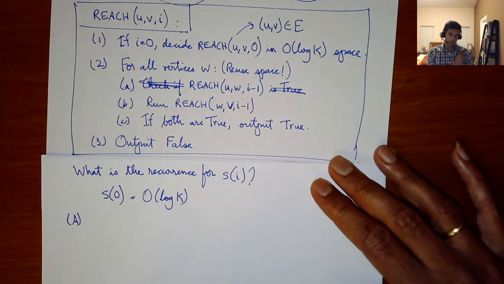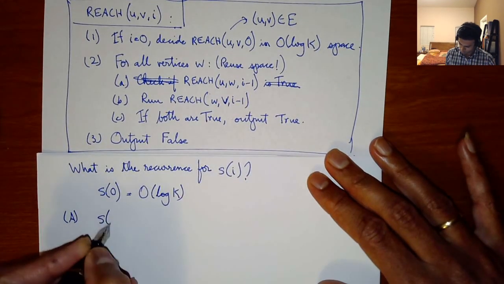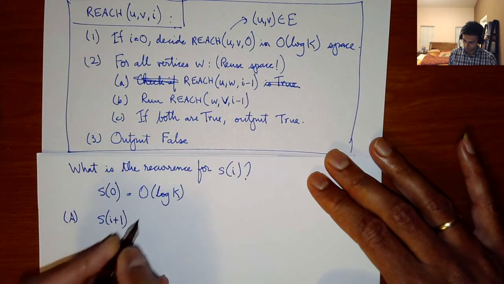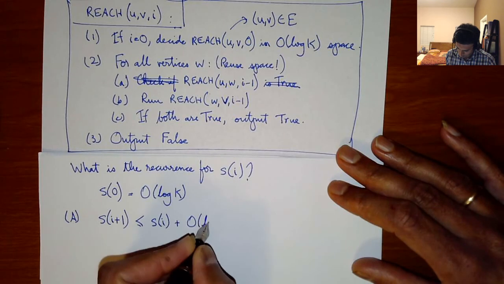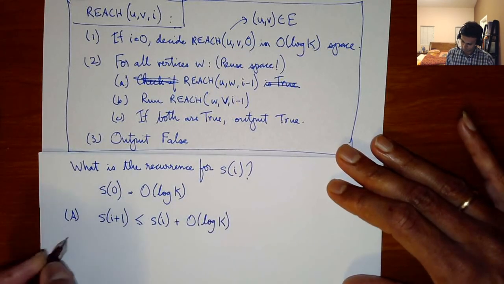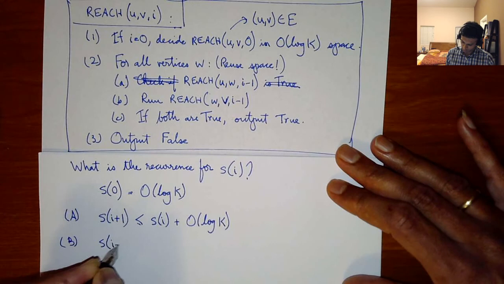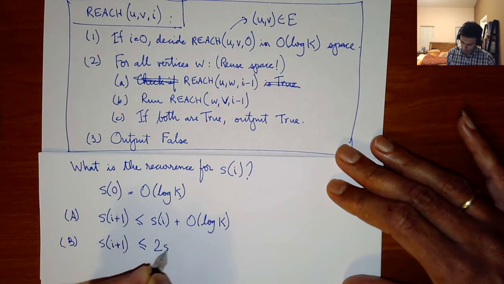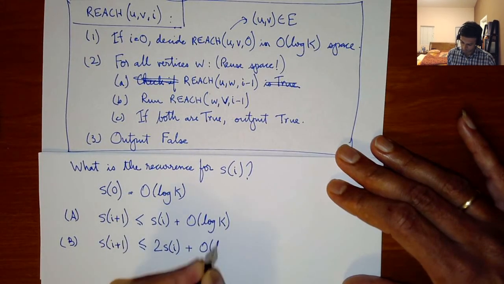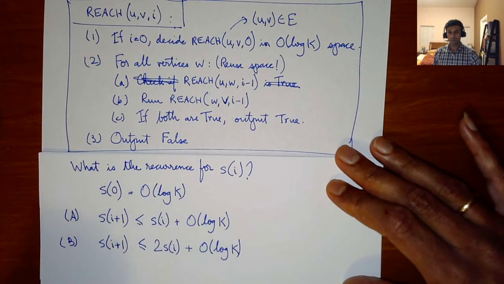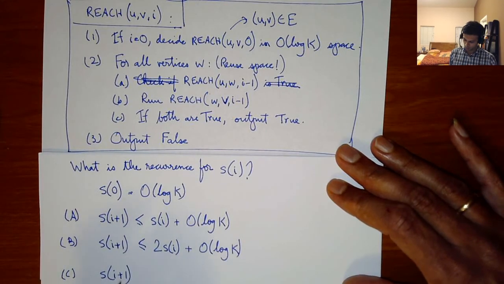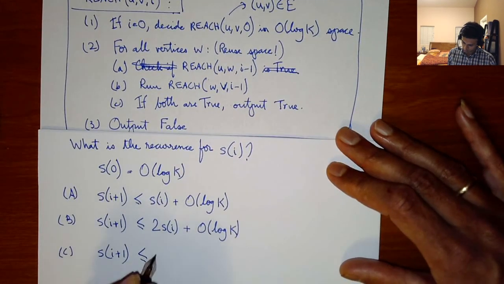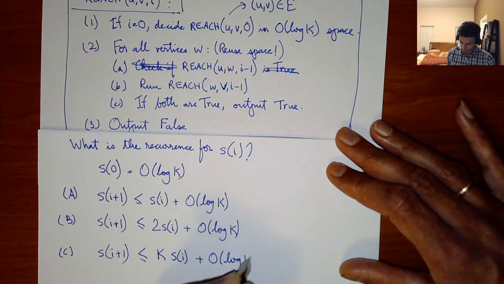So I'm going to give you a bunch of options and you tell me which one. S of I plus 1 is at most S of I plus O of log k. S of I plus 1 is at most 2 times S of I plus O of log k. Or is S of I plus 1 k times S of I plus O of log k.